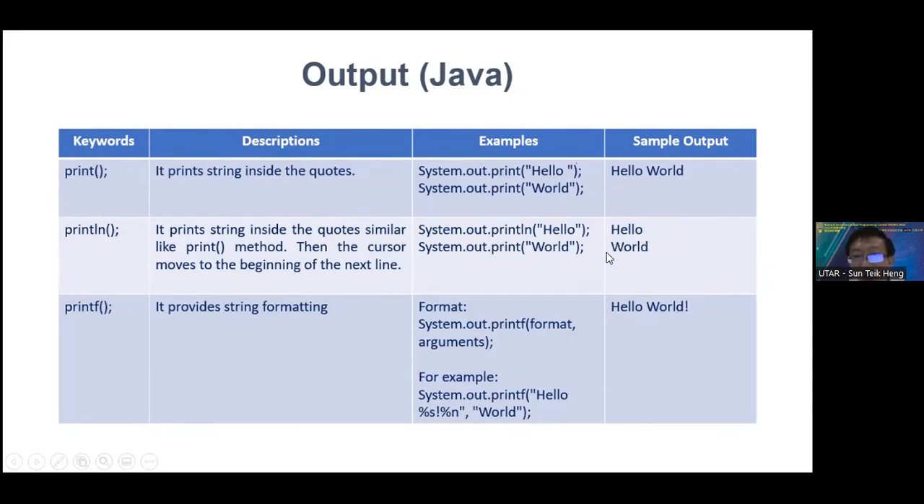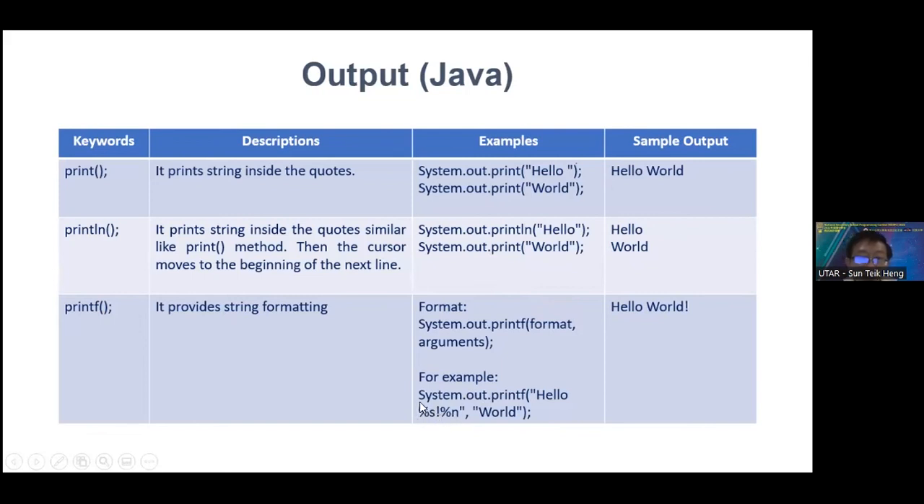So that in the next line, when you do a print world, you see the word world in the next line. Now printf, f represents formatting, so you can perform some formatting. You can apply the format. For example, it says hello %s exclamation %n.